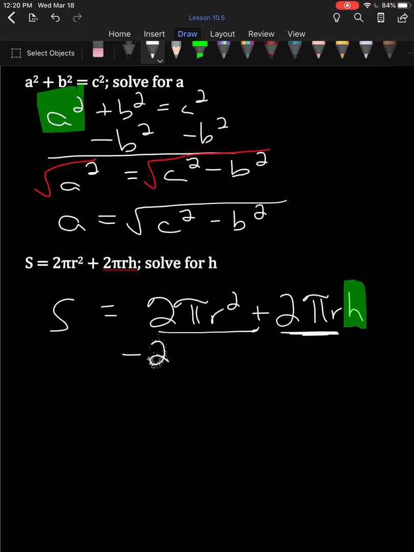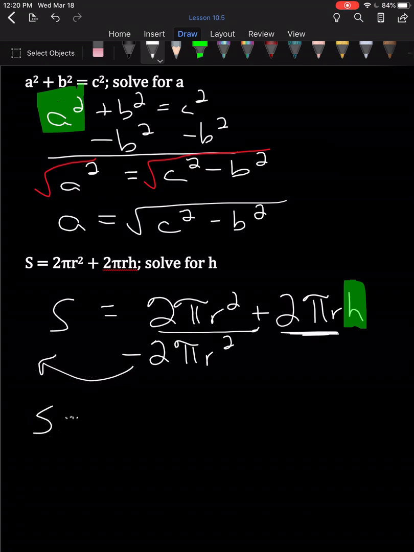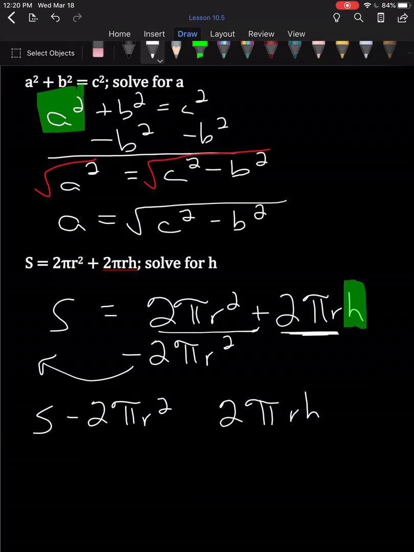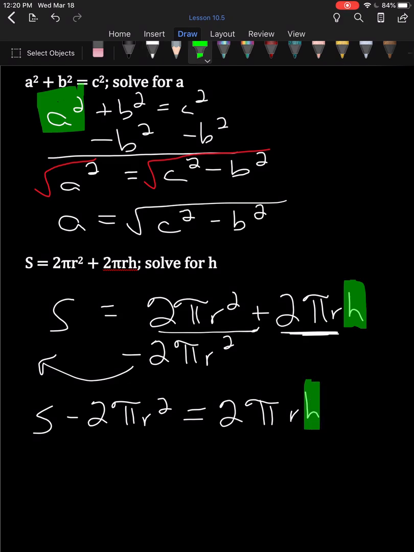I'm going to start by subtracting all of this term from both sides. I'm just going to do that because I don't really have the room to write that neatly underneath the s. So I'm going to have s minus 2 pi r squared equals 2 pi rh. I want h by itself. It's being multiplied to a bunch of things. So let's divide by the bunch of things.